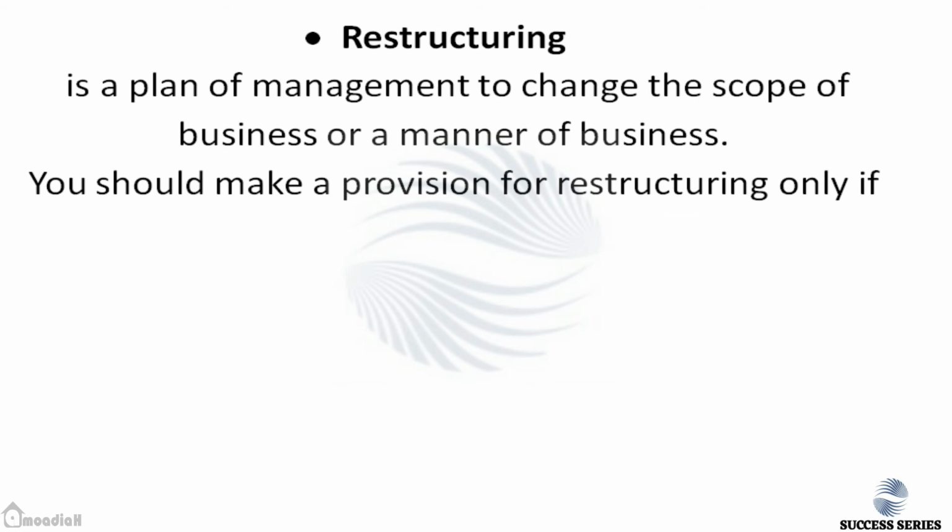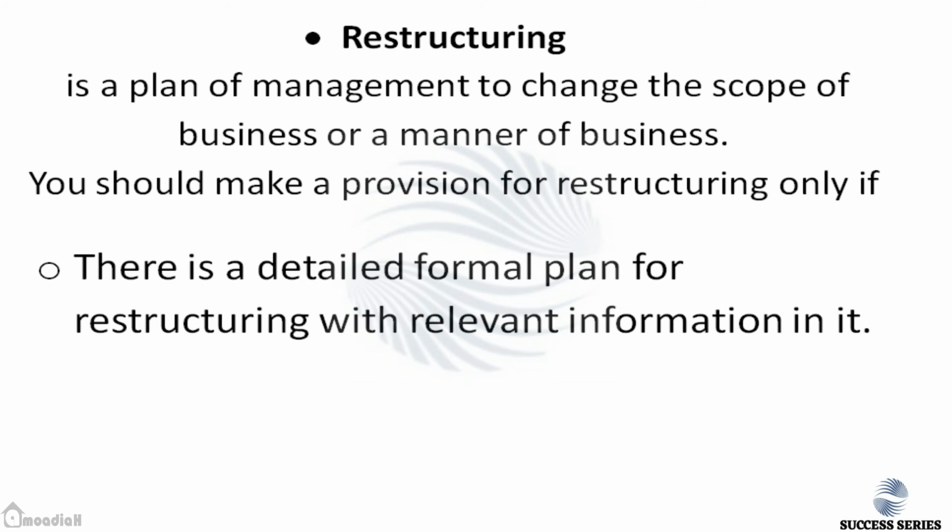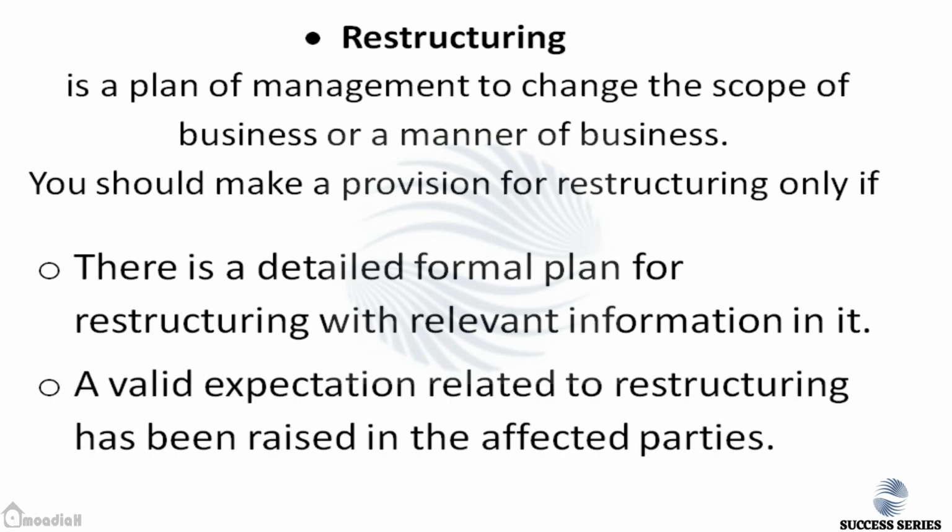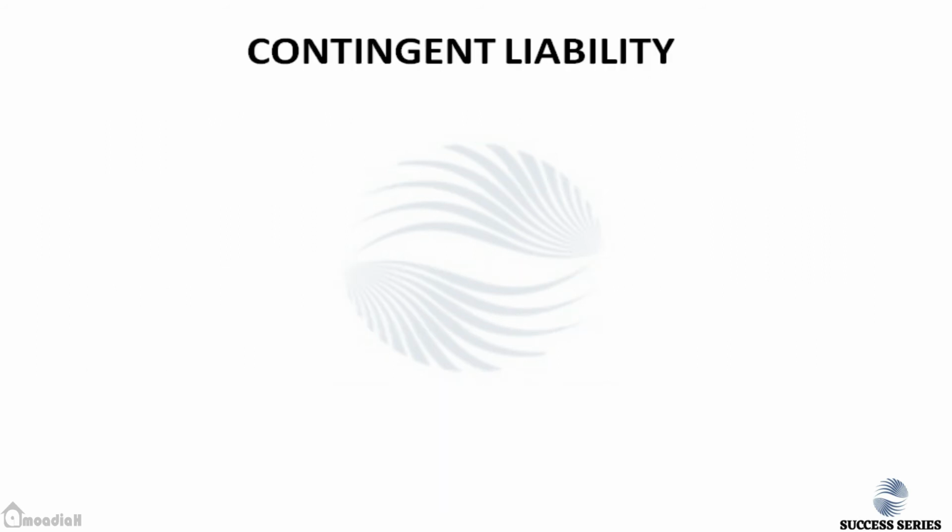The first criterion is that there should be a detailed formal plan for the restructuring with relevant information in it. So a plan must be drafted by management, and within that plan there must be relevant information on how it intends to embark on the restructuring. The second criterion is that there should be a valid expectation related to restructuring that has been raised in the affected party. What this basically means is that the parties involved must be announced or informed about this restructuring. So these are the two criteria for restructuring, and that will end our discussion for the provision aspect of the standard. Now let's move to the next aspect, which is the contingent liability.